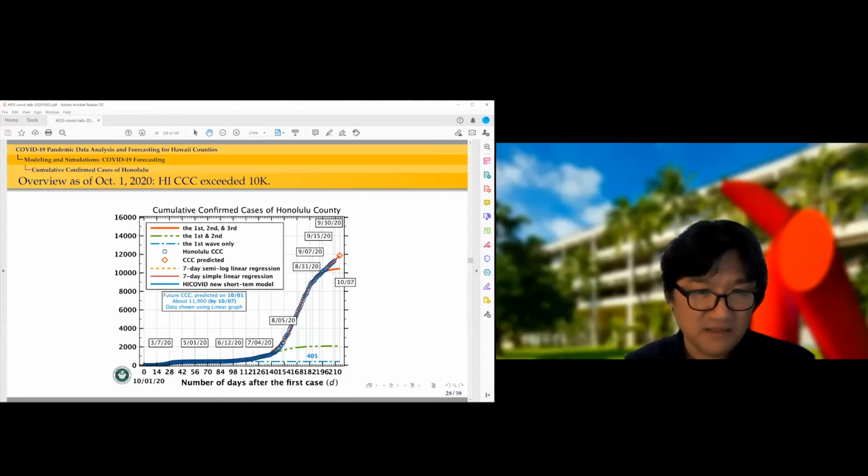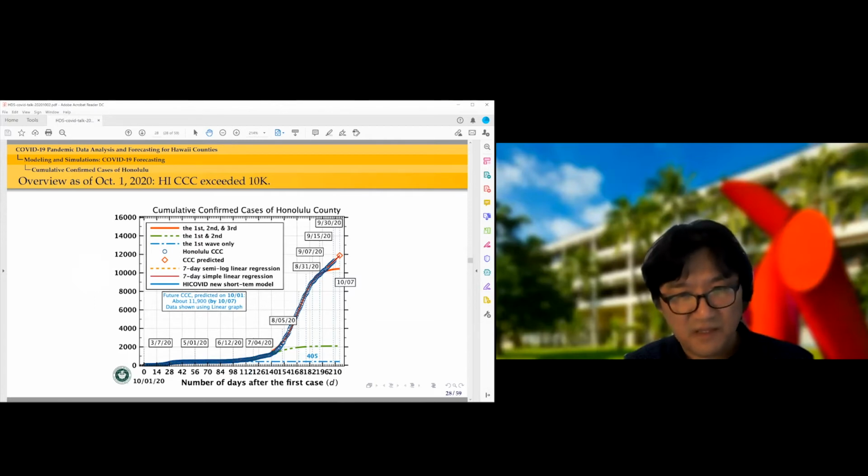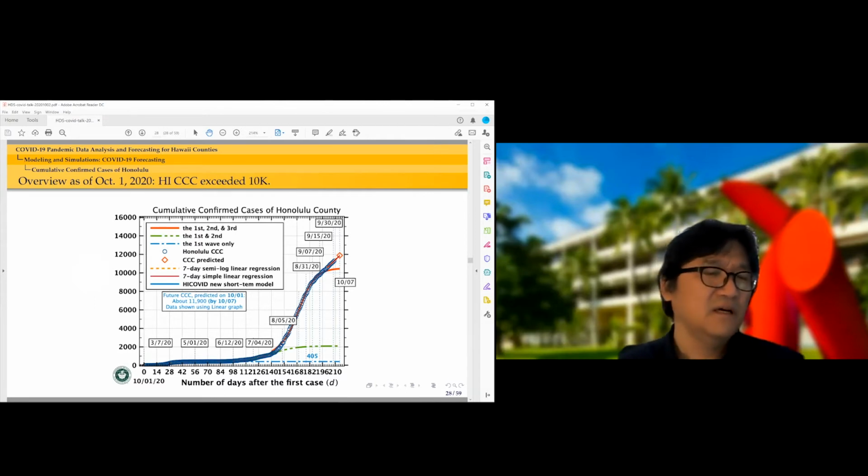Okay, this is a linear scale. And then somewhere in late August, this linear trend makes a different slope. So there's one steep slope and then a more gradual slope. How do we interpret it?